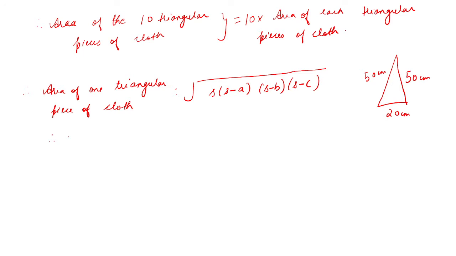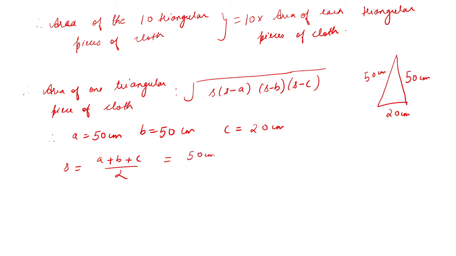Therefore what is your A going to be? You can write it as 50 centimeter, B as 50 centimeter, C as 20 centimeter. Now you have to write S, that is A plus B plus C by 2. That should give you 50 centimeter plus 50 centimeter plus 20 centimeter by 2. Clear? So this becomes 120 centimeter by 2, which is equal to 60 centimeter. So your S is equal to 60 centimeter. Now let's find out the area. Clear?